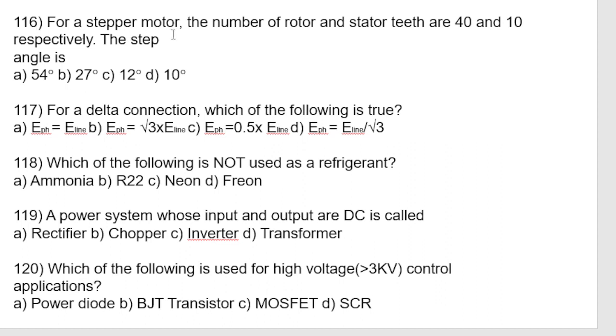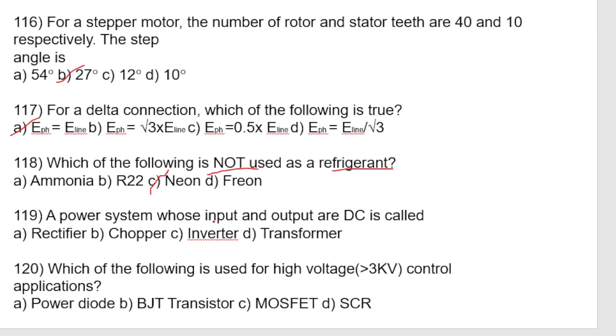For a stepper motor, the number of rotor and stator teeth are 40 and 10 respectively. The step angle is, so answer is B, 27 degree. For a delta connection, which of the following is true? EPH equals E line. Basically this is the only true. Which of the following is not used as a refrigerant? Ammonia, R22, neon, freon. So basically neon is the answer. It is not used.